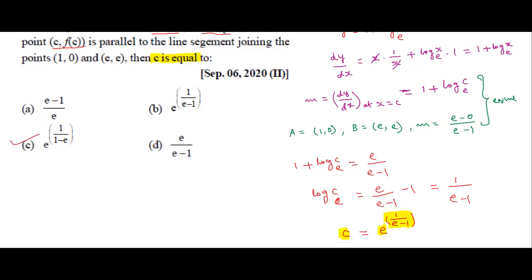This is a very easy question, but remember it. Two lines are parallel means slopes are equal. This is m1. This is, you have to think, m2. So take that m1 is equal to m2. Then you will get c value.